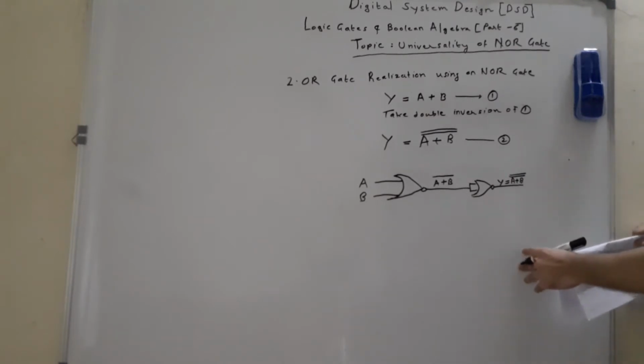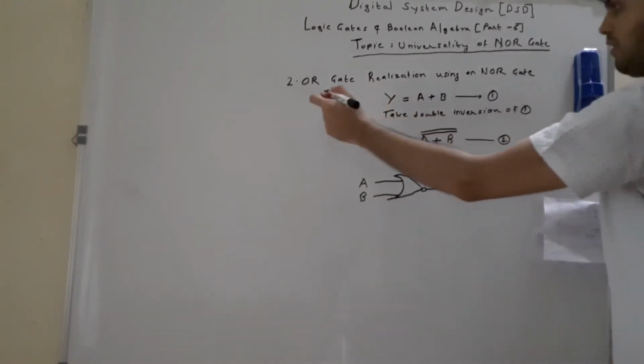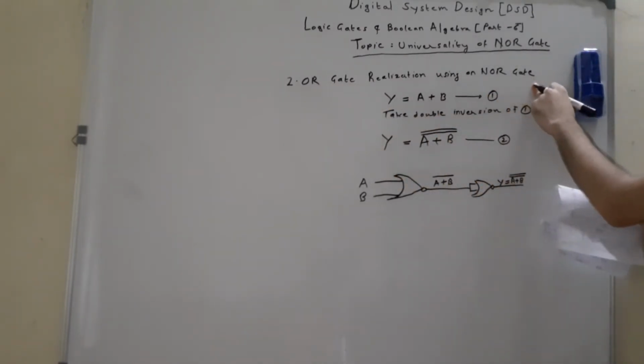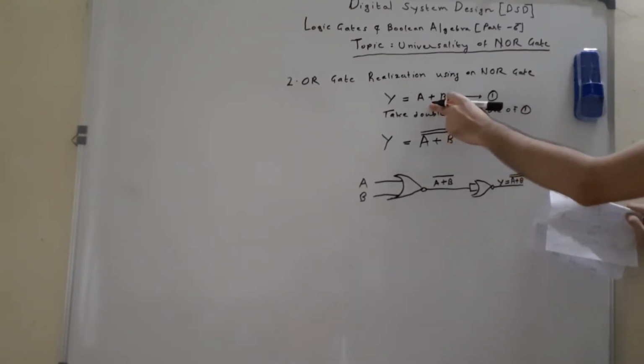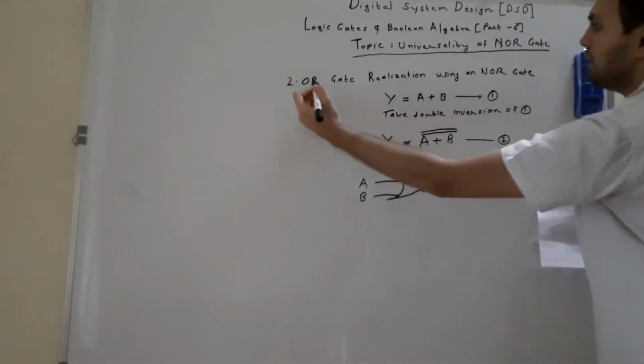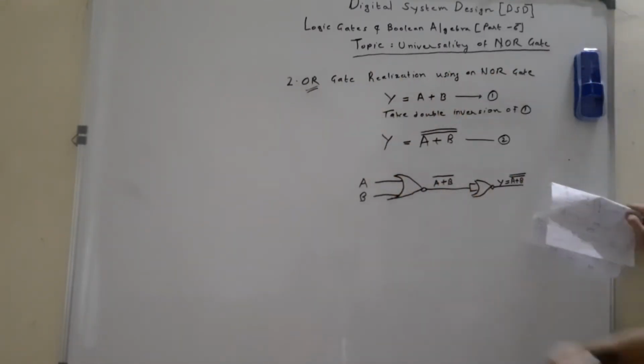Now we will move on to realize our second basic gate, which is OR gate. Now we are realizing OR gate using NOR gate. So we are realizing an OR gate using only a NOR gate. What is the Boolean expression or logical expression for an OR gate? Y is equal to A plus B. But now we want to realize this OR gate using NOR gate only. So how will you do it?